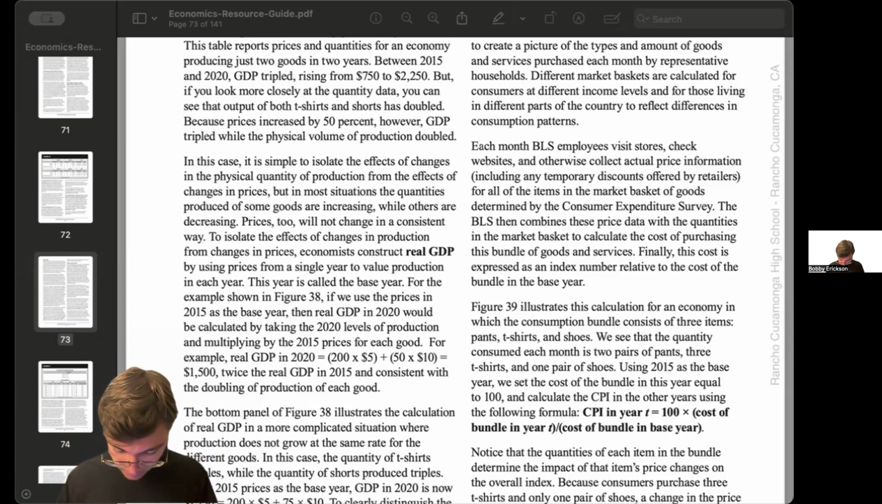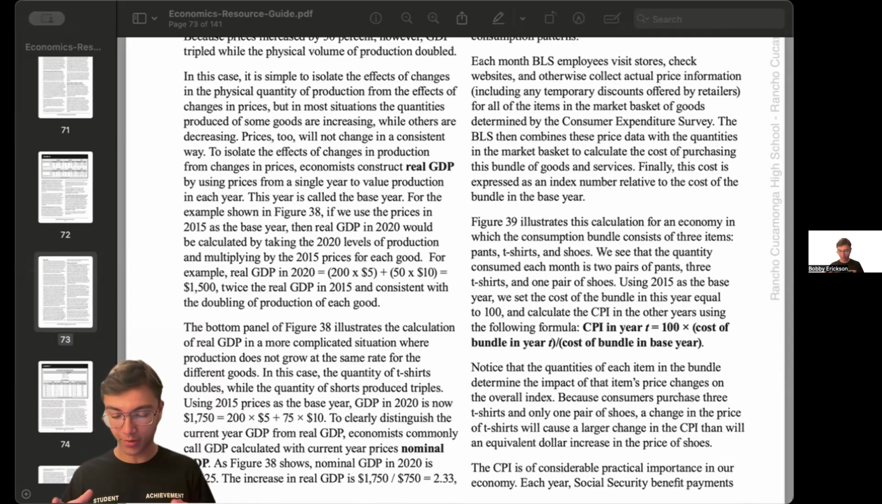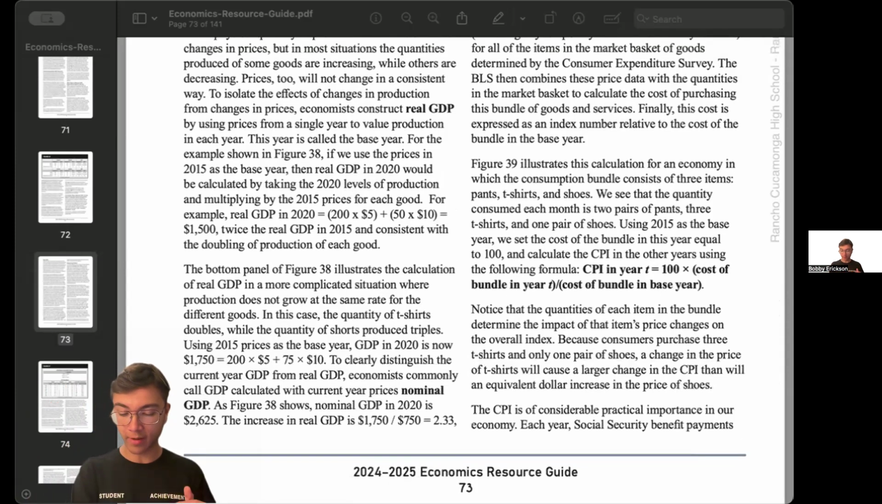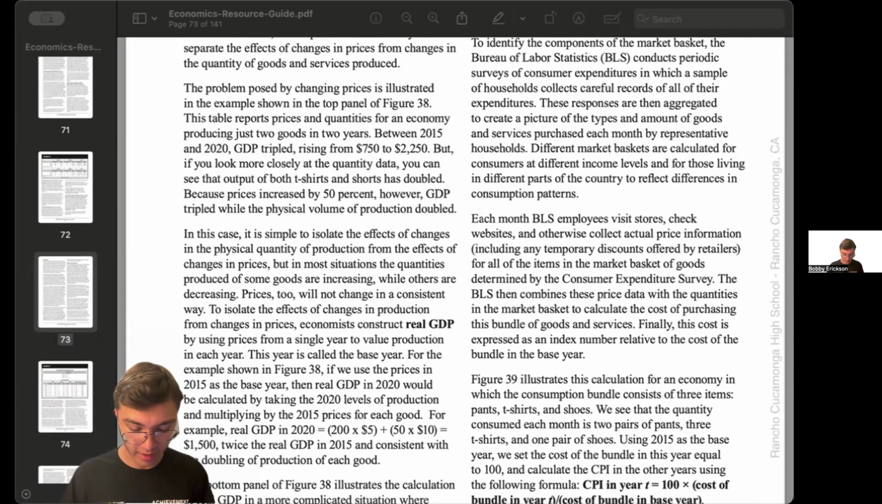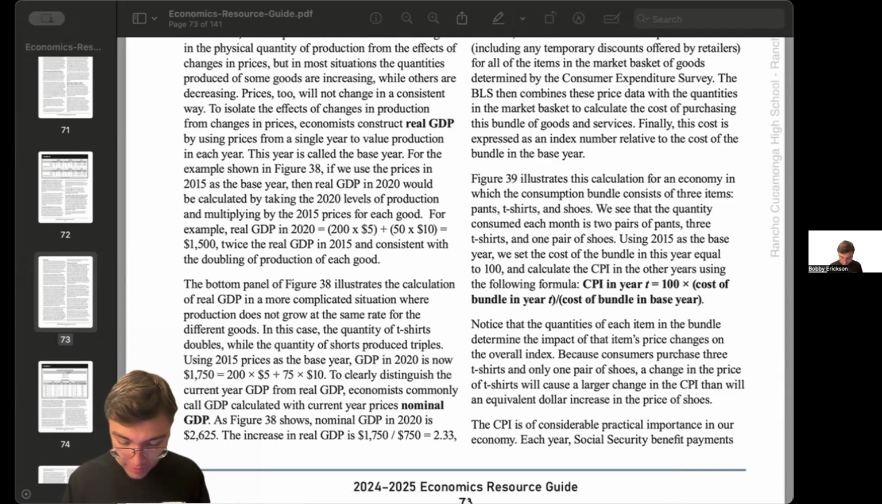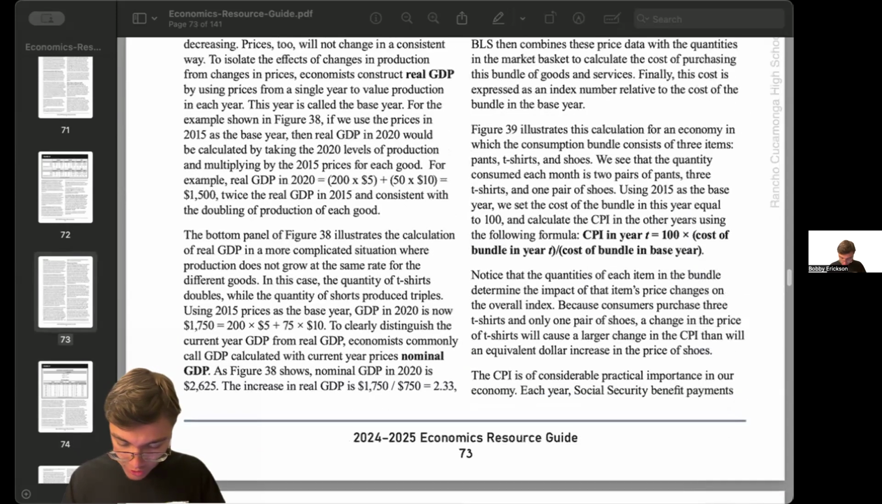And it is expressed as an index number to show the relative cost of that bundle compared to the base year. So we're trying to look at the relative cost of the bundle relative to that base year that we set earlier. Remember, the base year is the year that we're basing our prices on in real GDP. And so we can take a look at figure 39 here, where we see that pants, t-shirts, and shoes are in the consumption bundle here. Two pairs of pants, three t-shirts, and one pair of shoes are all included.